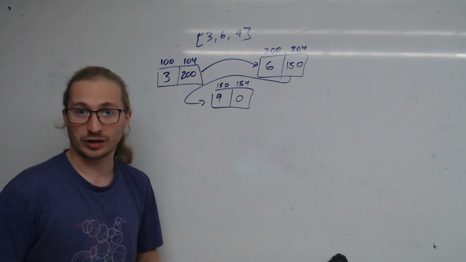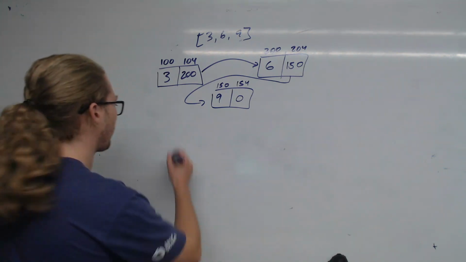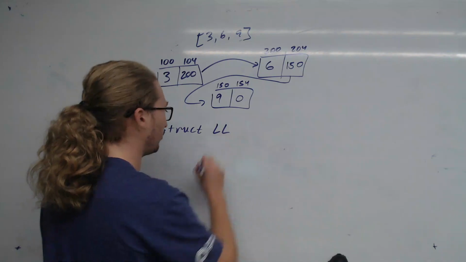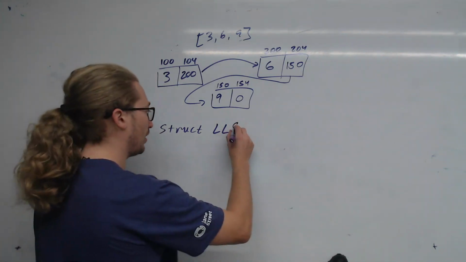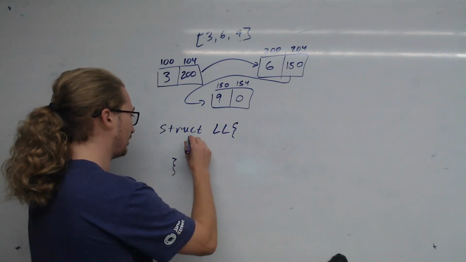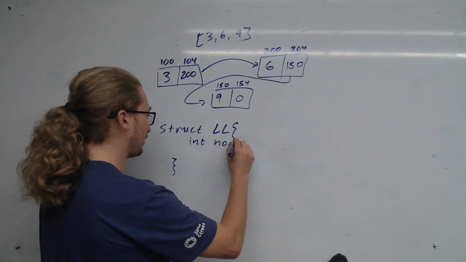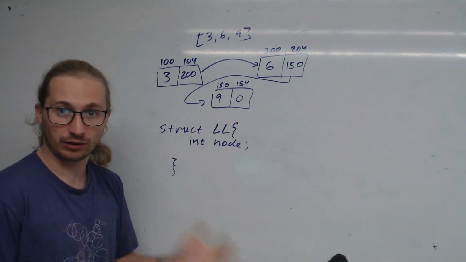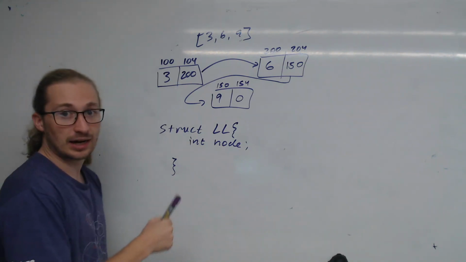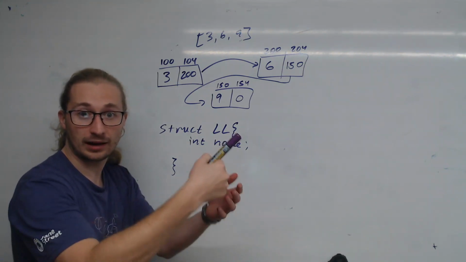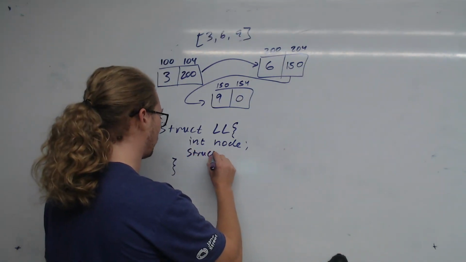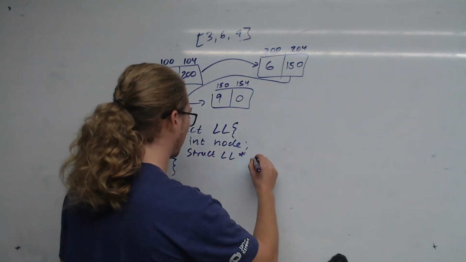So how do we do this in practice? Well, we could use a struct. So I could define a struct. I'll call it LL for linked list. It's going to contain two things. It's going to contain a node of type int, that's the value stored at the location, and it's going to contain a pointer to another linked list. So it's going to contain a struct LL pointer, I'll call it next.